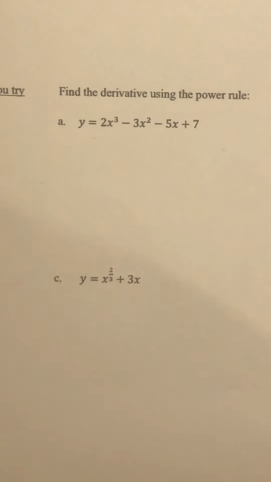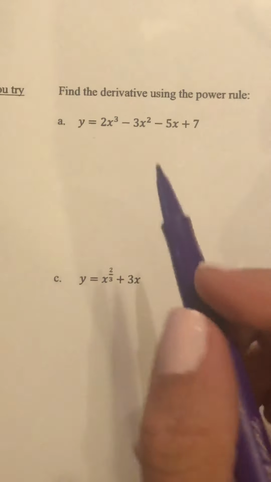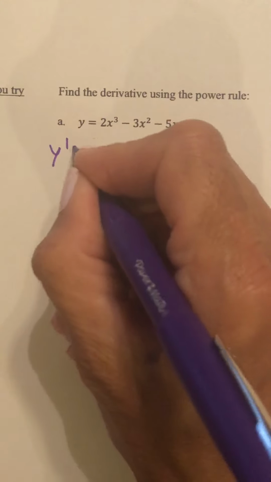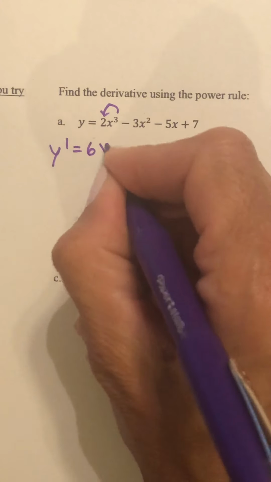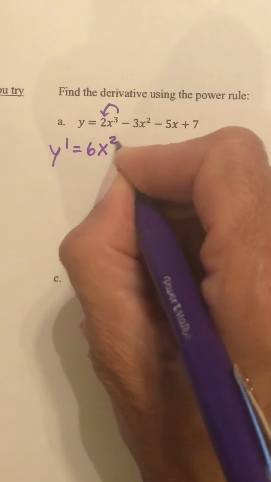All right, so it looks like it's going to be harder than it is. Y equals 2x cubed minus 3x squared minus 5x plus 7. So again, just piece by piece. All right, so y prime. Drop the 3 in front, multiply by 2. You get a 6. X to the down 1 power, so x squared.